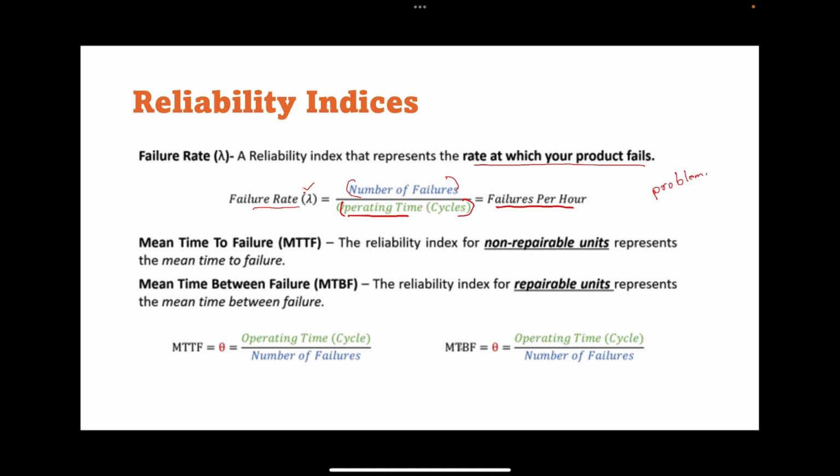The second one is the mean time to failure, a reliability index for non-repairable units, which we have already seen. And then you have the mean time between failures, a reliability index for repairable units. The formula for MTTF, mean time to failure, given by theta, is operating time divided by the number of failures. MTBF, mean time between failures, has the same formula: operating time divided by number of failures. Now let us take one example to make this clear.